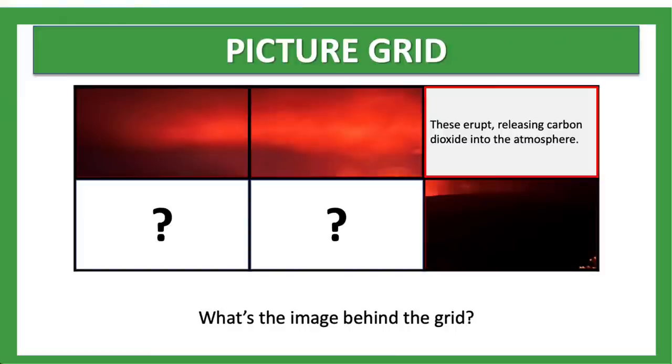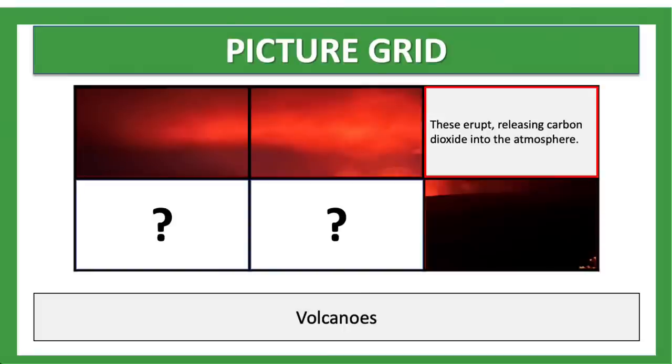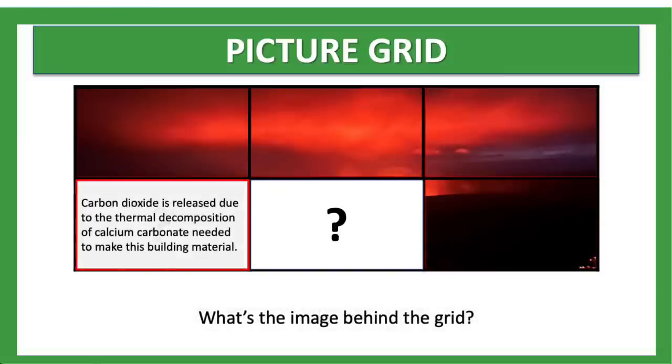Right, so brilliant. Someone said the image behind is a volcano as well, and that links in with this answer. All right, excellent stuff. So yes, volcanoes erupt, releasing carbon into the atmosphere. We are looking here at Kilauea in Hawaii, the volcano in the picture there.